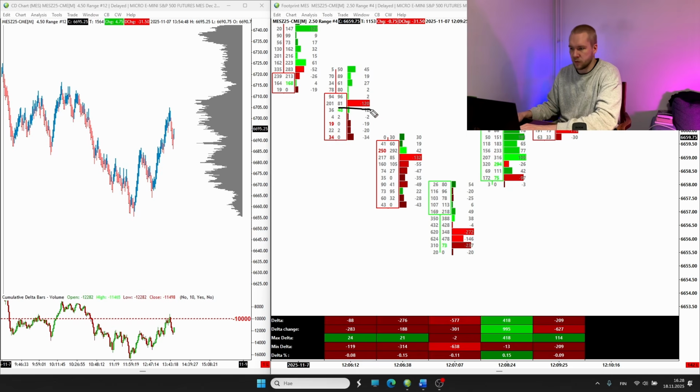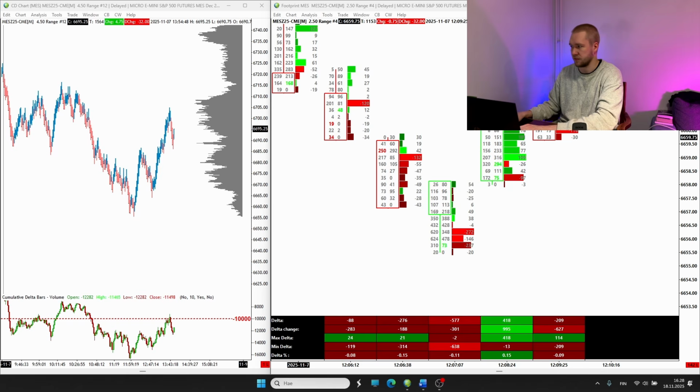And again, as we saw before, we have huge selling, which price simply ignores and goes in the other direction. A classic case of absorption.